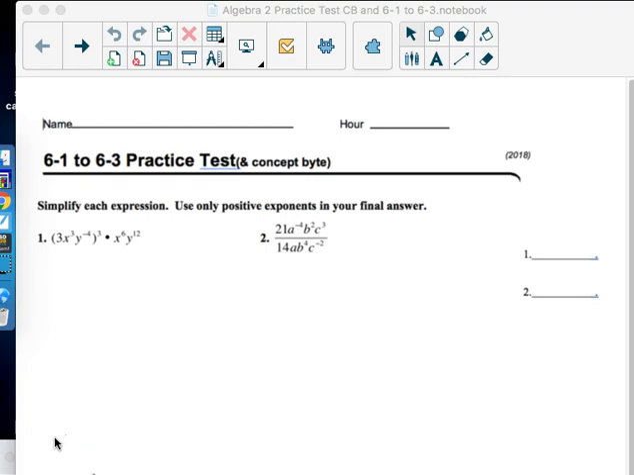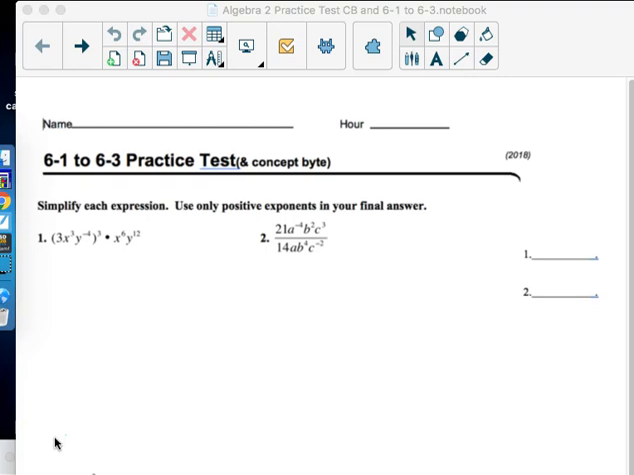Alrighty. So we're simplifying, and part of simplifying is not leaving any negative exponents. So that's kind of silly that that instruction is up there. We already know that. So let's take a look at number one. Remember, you want to analyze it first. Think about what has to be done first. What would you do first? This is your review. We've learned all this stuff. I want to hear from you.